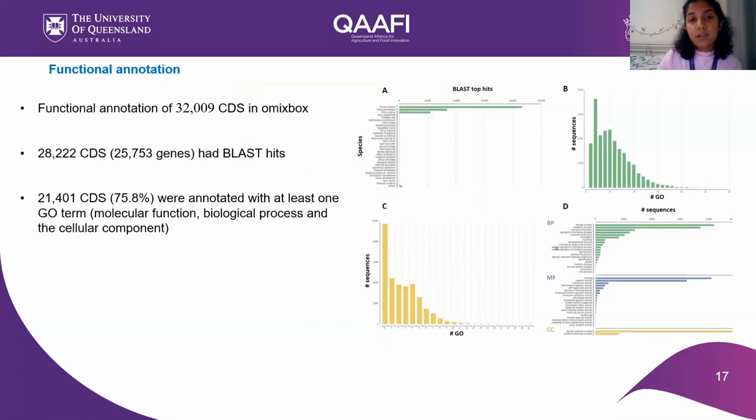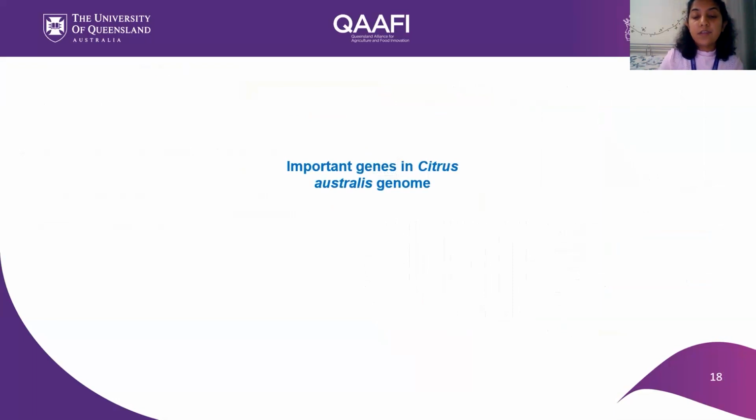Then we performed the functional annotation in OmicsBox. Most of the protein coding genes were given a protein description based on the sequences in a non-redundant protein sequence database. And the majority of the transcript sequences were given at least one GO term, revealing their molecular function, biological process, and their cellular component. Then we identified some important genes in the australis genome.